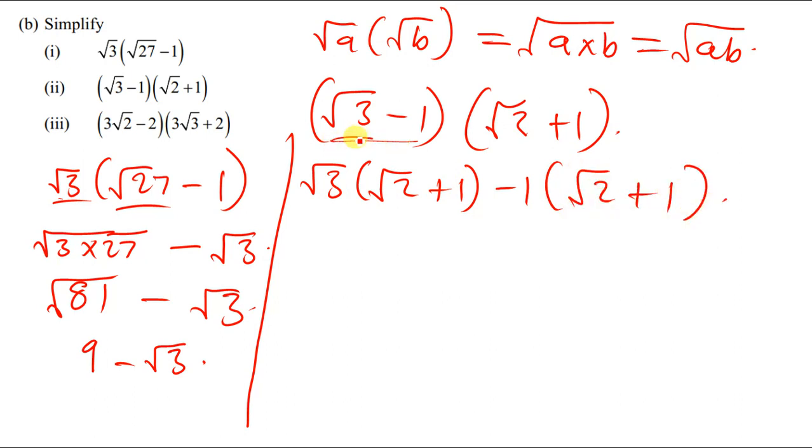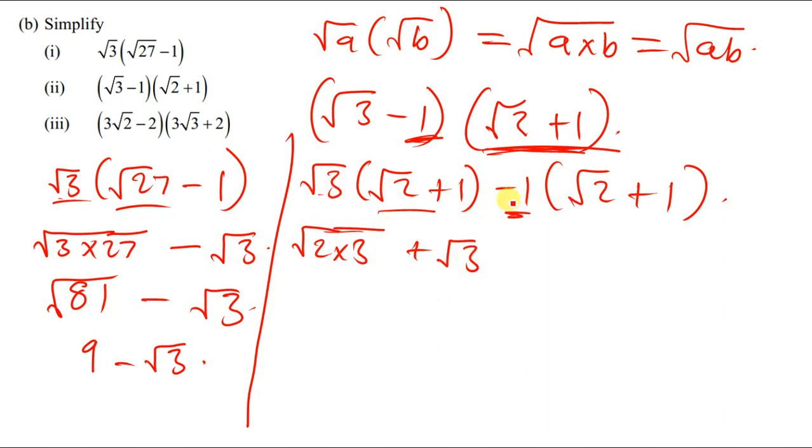So I've multiplied this root 3 with everything this side, which is this part, and this negative 1 here with everything in these brackets. So the root of 3 times the root of 2, I say this is the same as the root of 2 times 3. The root of 3 times 1, this will be the root of 3. Then we have negative 1 times the root of 2, this will be negative root 2. Negative 1 times positive 1, this will be negative 1. So root 2 times 3 there will give us root 6. Then plus the root of 3 there, and then we have minus root 2, and then we have minus 1.